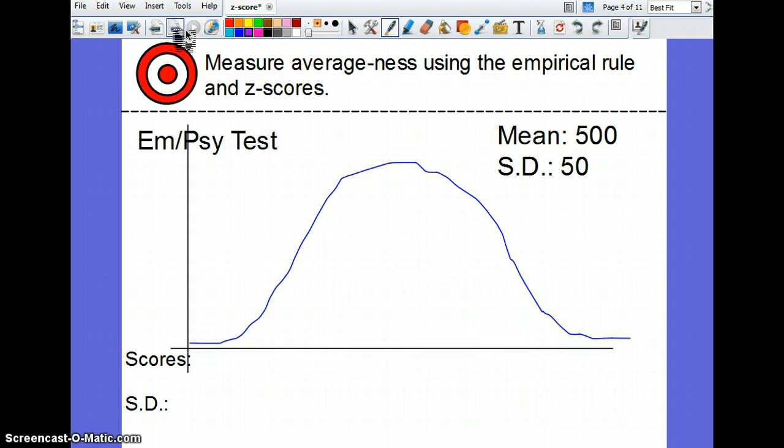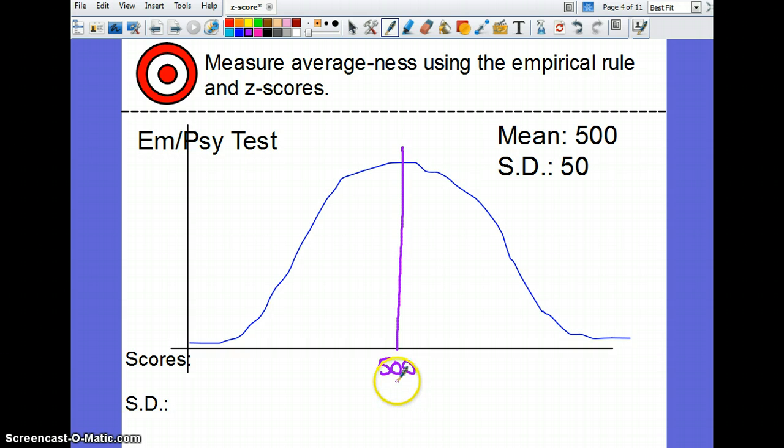Keep that in mind. So here is an inside test, an emotional psychological test. Okay, this test is scored, I believe, on a scale of 900 or something like that. And so the mean score is 500. That's an average person's inside score. And the standard deviation is 50.